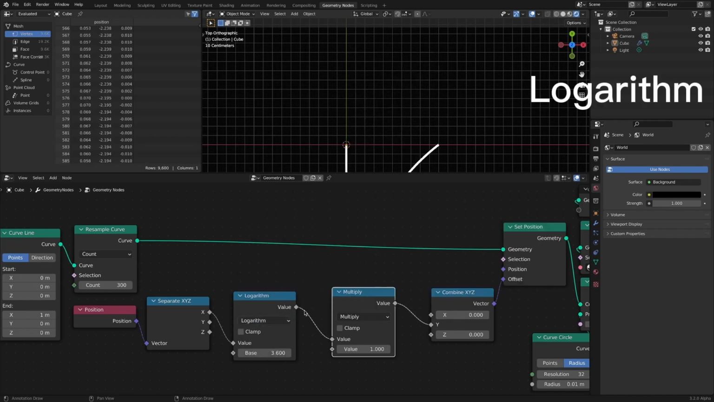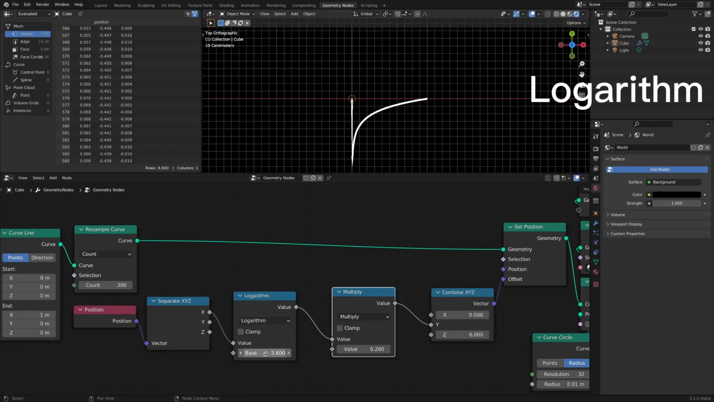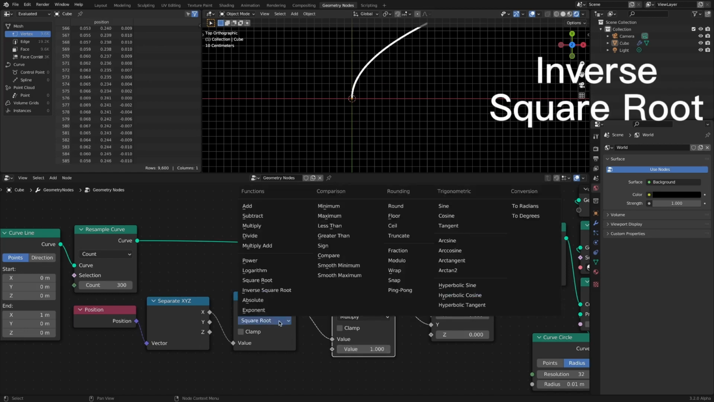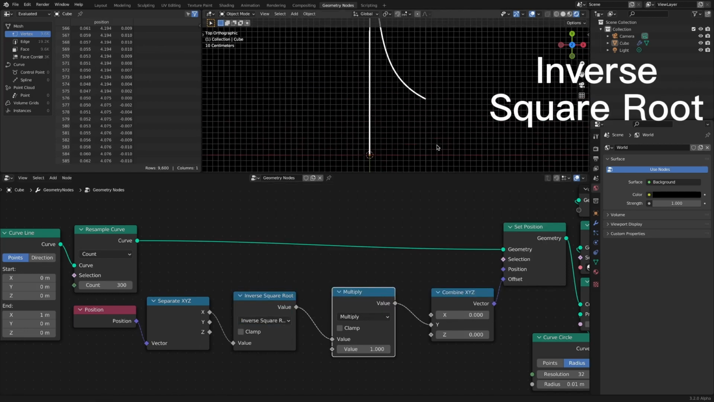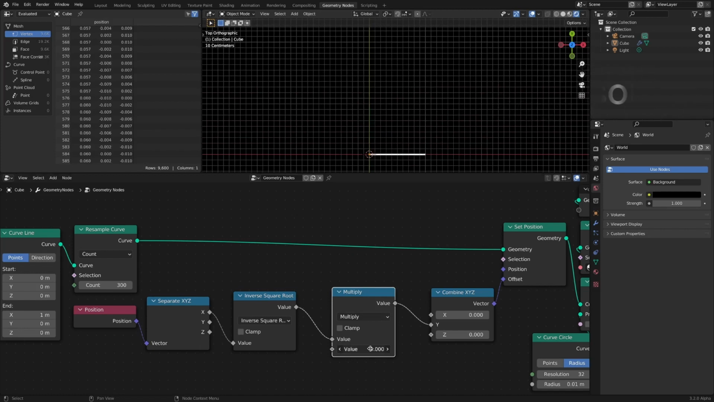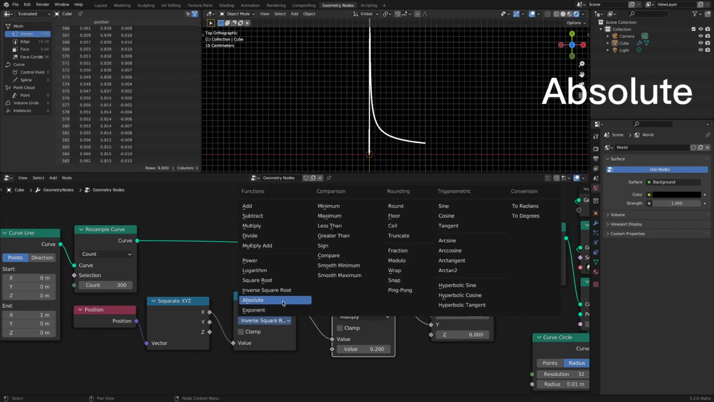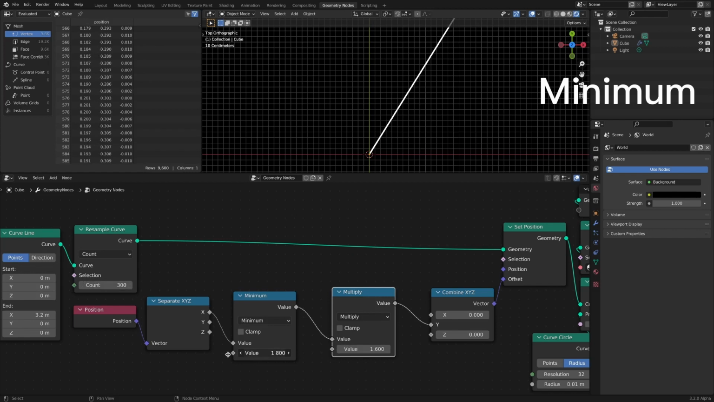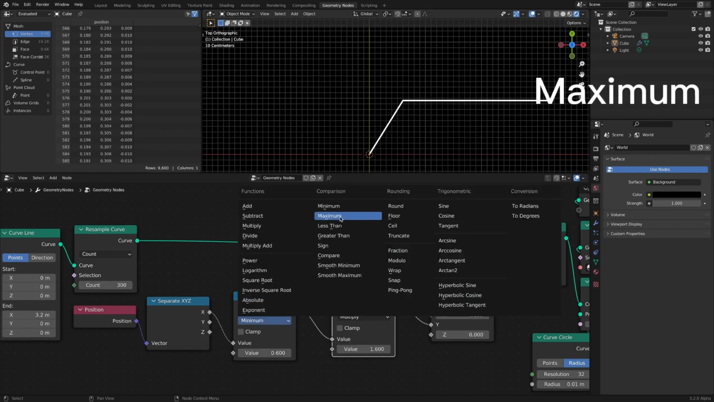Logarithm looks like this. Square root. Inverse square root. Absolute. Exponent looks like this. The shape of minimum. Maximum.